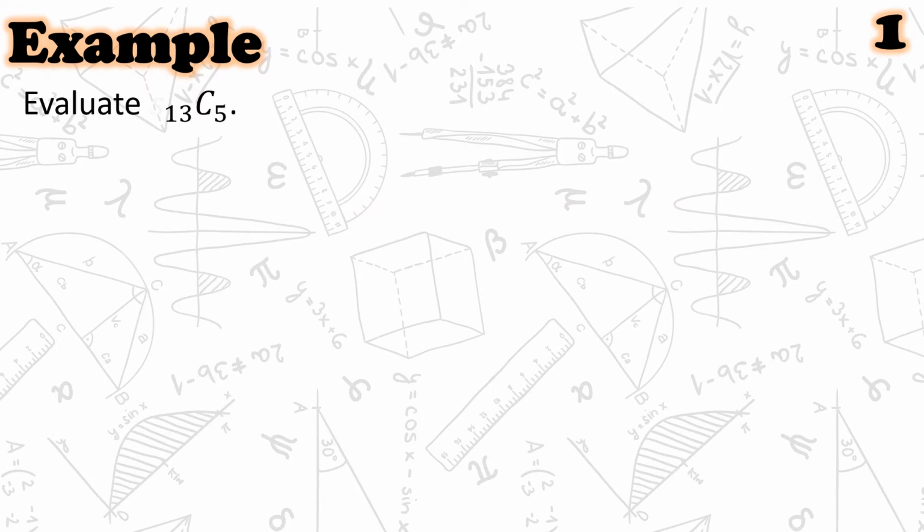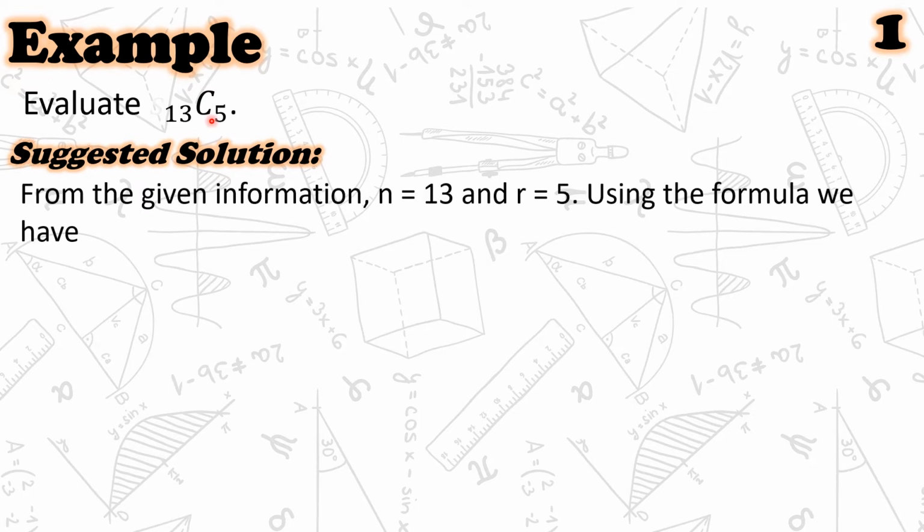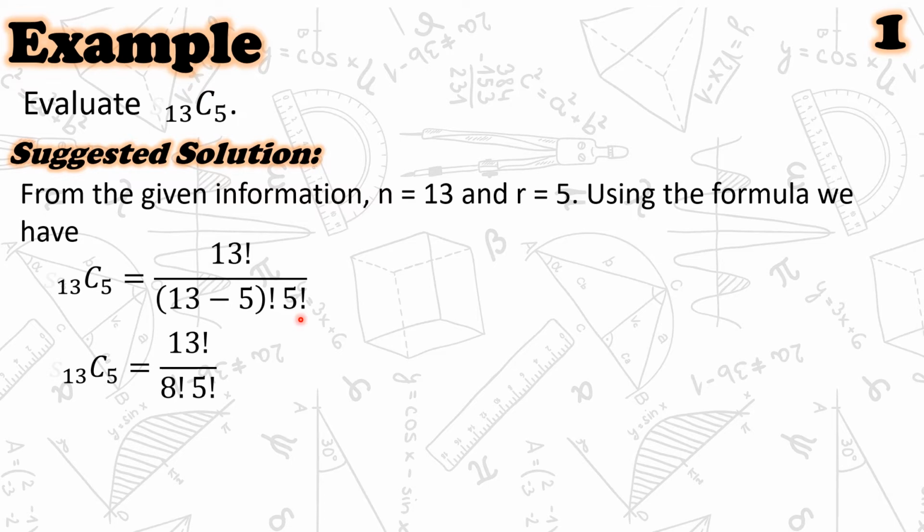Let us have some examples. Evaluate 13C5, or 13 choose 5. Here is our suggested solution. From the given information, n is equal to 13 and r is equal to 5. So using the formula, we have 13 choose 5 is equal to 13 factorial over 13 minus 5 factorial times 5 factorial. 13 minus 5 is 8, so we have 8 factorial times 5 factorial in the denominator.